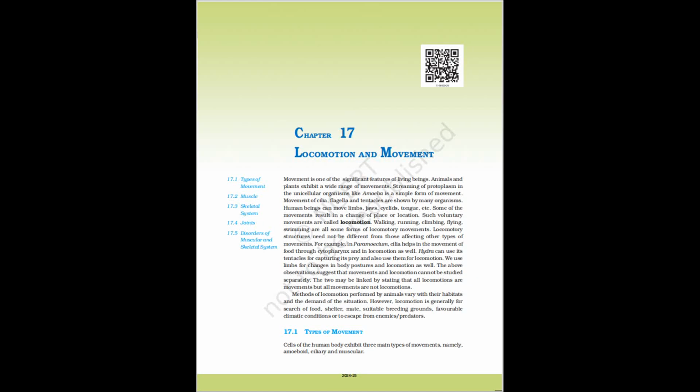5. Write the difference between A. Actin and myosin. B. Red and white muscles. C. Pectoral and pelvic girdle. 6. Match column I with column 2. 7. What are the different types of movements exhibited by the cells of human body? 8. How do you distinguish between a skeletal muscle and a cardiac muscle?